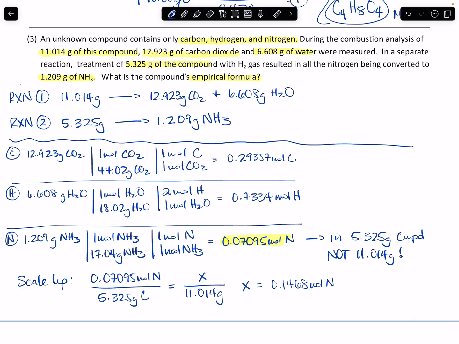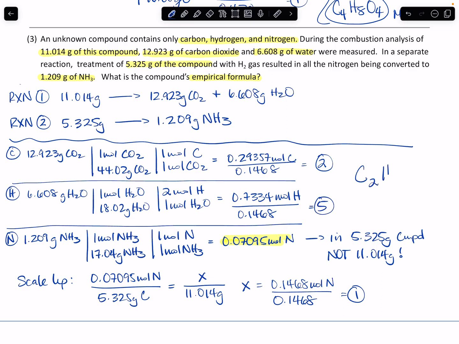Now let's do our divide by smallest. Nitrogen is the smallest, so 0.1468. So we're going to have 1 atom of nitrogen. We go back to carbon, divide it by 0.1468, and we find that we have 2 atoms of carbon, and then we divide our hydrogen value, 0.7334, and we have 5. So our empirical formula is C2H5N. And because the problem does not give us any information about a molecular mass, we're all done. We have calculated that empirical formula.